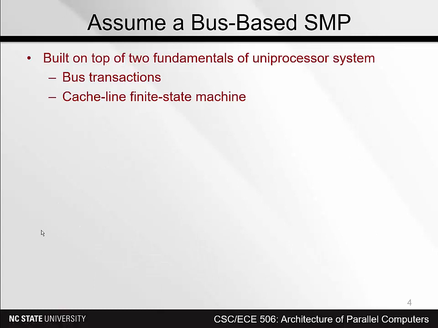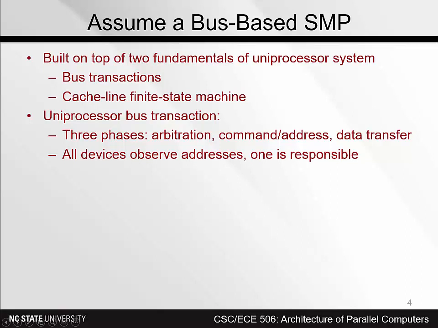A bus-based symmetric multiprocessor builds on two characteristics of uniprocessor systems: the existence of a bus over which transactions to memory take place, and the fact that a finite state machine describes the behavior of each cache line. For example, when a line is read in from main memory, the cache transitions to the clean state, which is sometimes called valid. When the line is written, it transitions to the dirty state.